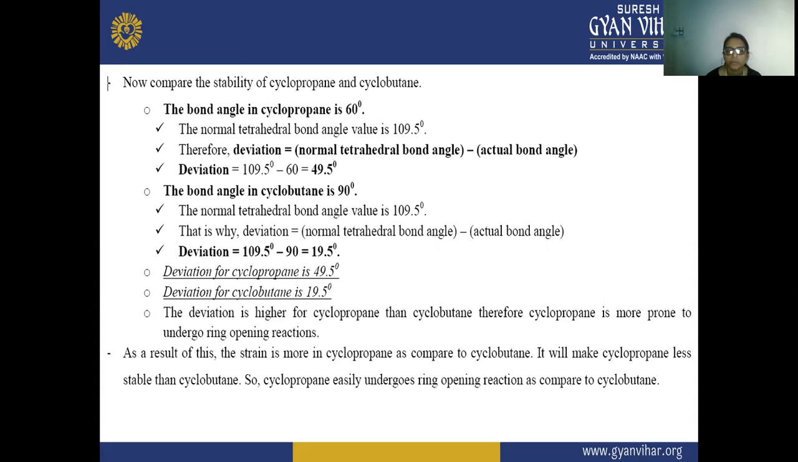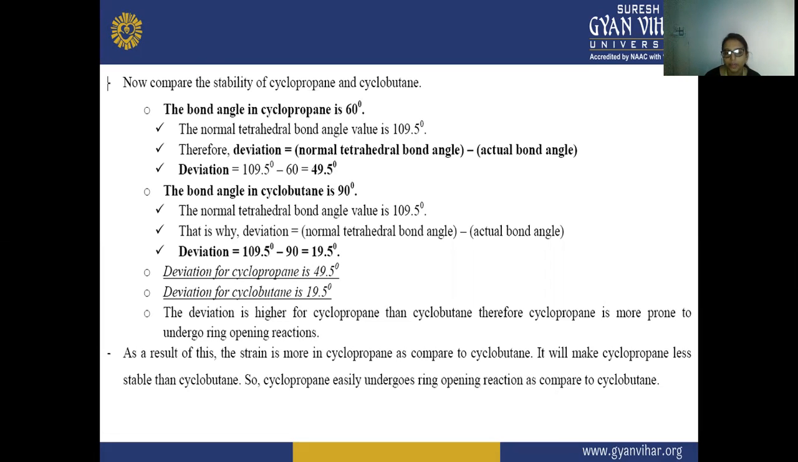Because of the deviation: in cyclopropane it is a higher deviation, that is 49.5 degree, and in cyclobutane the deviation is 19.5 degree. So cyclopropanes are more prone to undergo ring opening reaction.